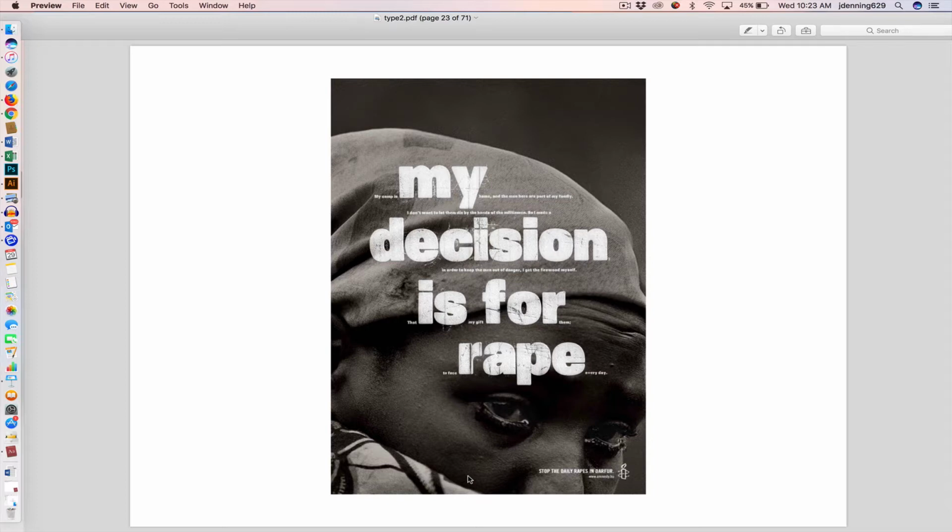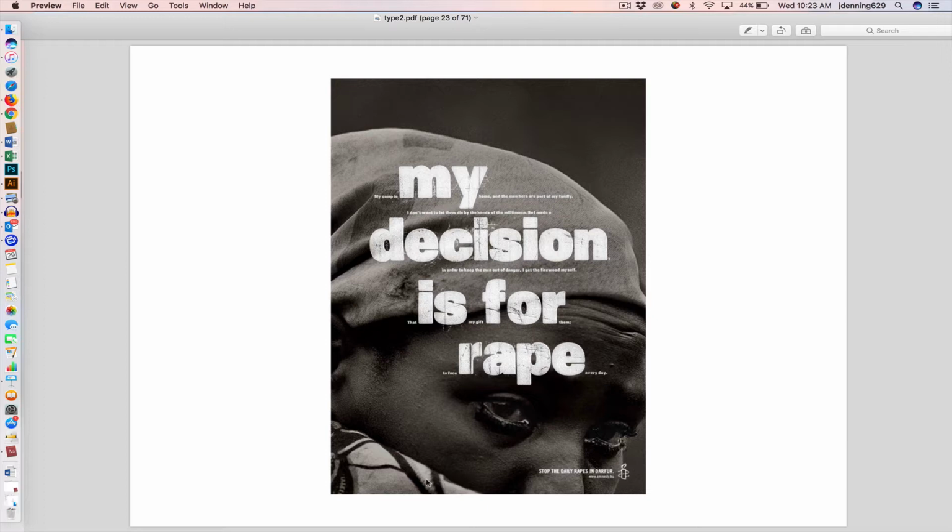Amnesty International did this dramatic poster using very large and very small type overlaying a stark black and white image. And it's a really powerful message. And you really need to look closely at this poster to read all the text. But when you first read it, "My decision is for rape" seems really shocking.